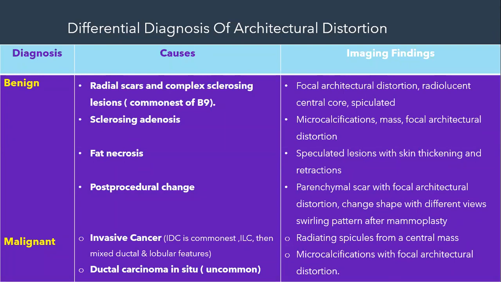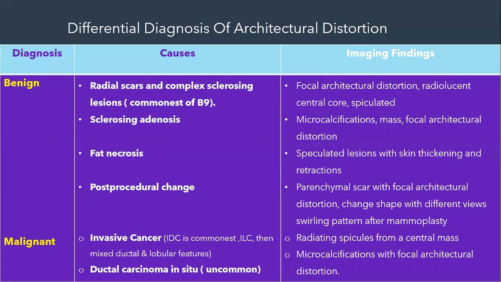Fat necrosis is usually associated with inflammatory reaction, skin thickening, tethering and retraction, and you might see microcalcifications or dystrophic calcifications. Post-surgical scarring might be associated with skin scarring and parenchymal scarring, and it will show different shapes in different views.